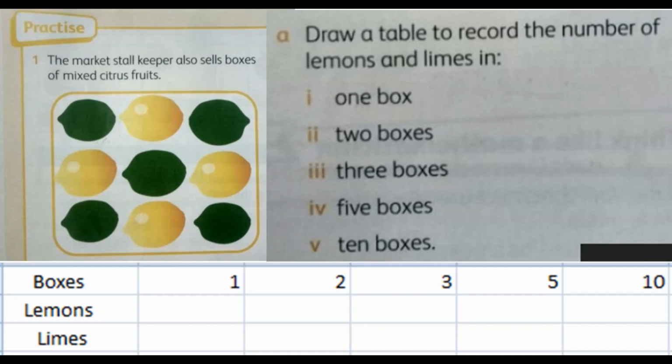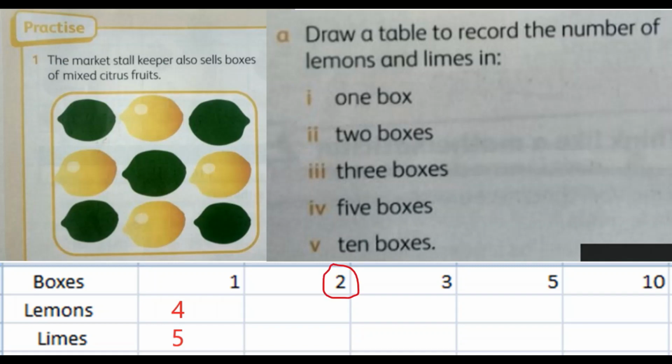Based on what we've been doing, the ratio here, and we're looking at the photo, as we can see, for lemons there are 4 lemons, and for limes there are 5 limes. So for 1 box, we have 4 lemons and 5 limes, which makes it a 4-to-5 ratio.